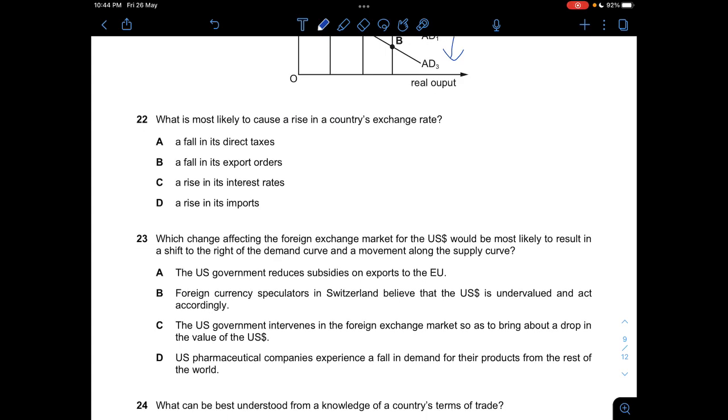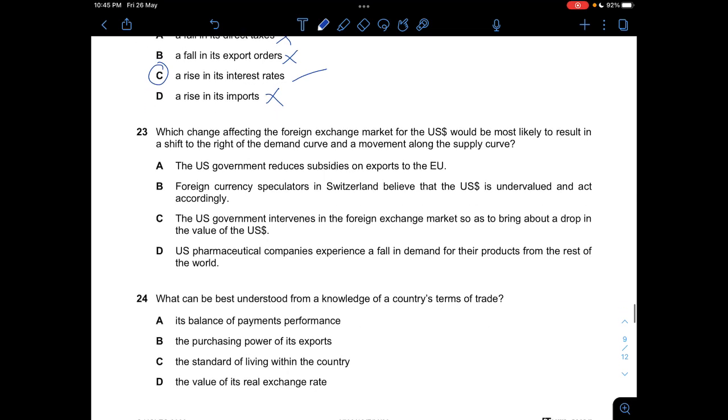Question 22, what is most likely to cause a rise in the country's exchange rate? A rise in the country's exchange rate could be due to a few reasons. There we have fiscal policy and monetary policy. When there's a rise in the country's exchange rate, we need to look at monetary policy. This would be when your interest rate increases and your money supply decreases. Let's look at which one is the closest. A, a fall in its direct taxes, is wrong. B, a fall in its export orders, is wrong. C, a rise in its interest rate. Yes, that's correct. D, a rise in its imports, is not correct. So the answer is C.